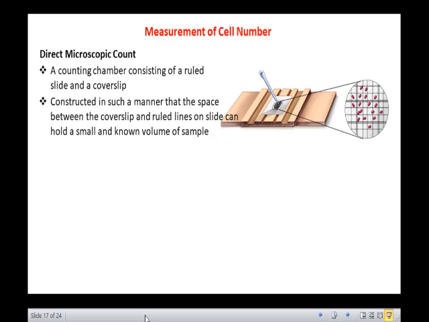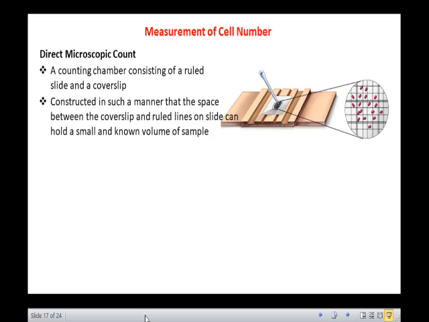There are 16 small squares in the large double-lined squares that are actually counted, making the volume of a large double-lined square 1 upon 1,250,000 cubic centimeters. The normal procedure is to count the number of bacteria in 5 large double-lined squares and divide by 5 to get the average number of bacteria per large square.